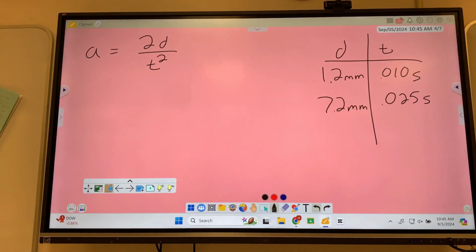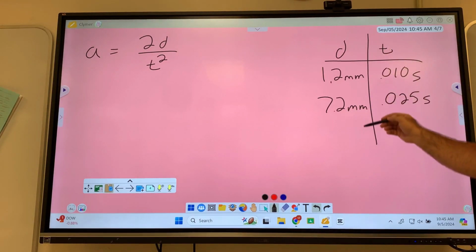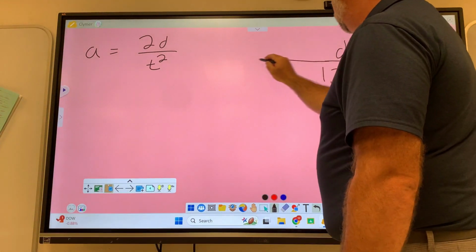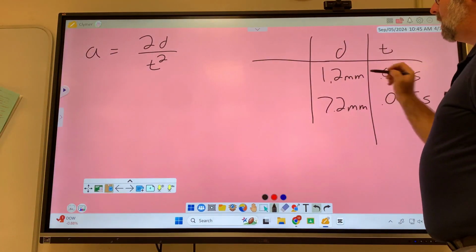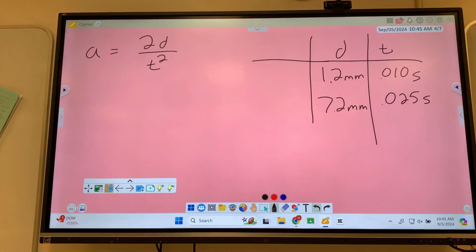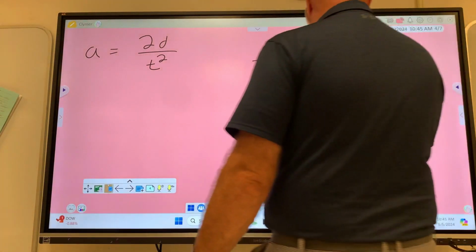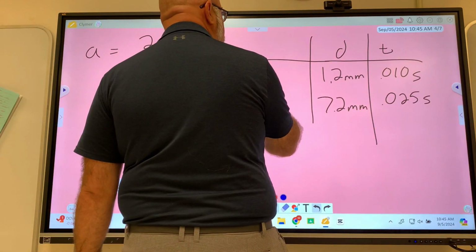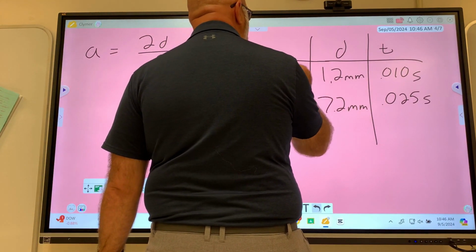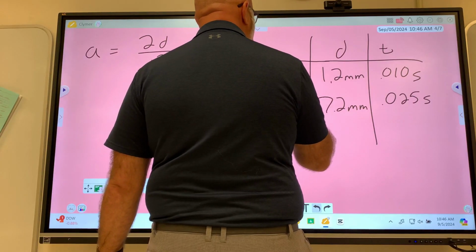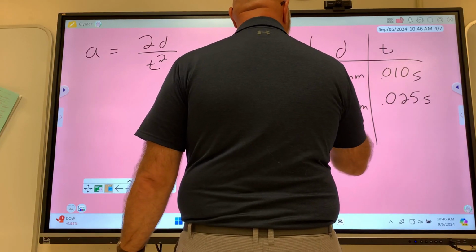So am I going to have a problem if I just dump this data in? Yeah, what do I need to do first? Yeah, I need to convert. I've got a distance here in millimeters. Is that going to help me? Well, help, yes, but is that the number we need? No. So let's convert this into meters. How do we do that? T-chart, yes. And I know because it's millimeters, I'm going to move the decimal 3 places and get 0.0012 and 0.0072 meters.